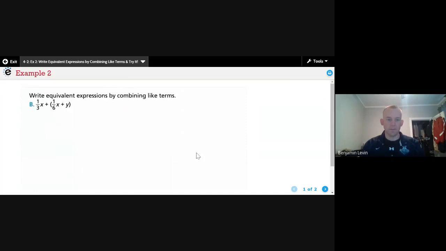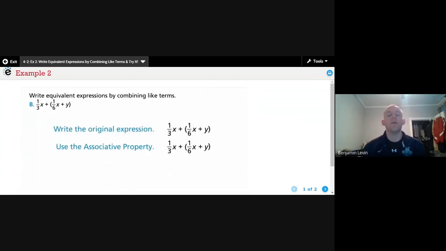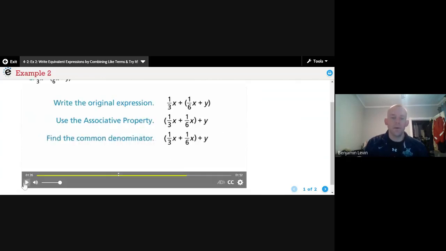Equivalent expression for part B. 1/3 x plus the quantity 1/6 x plus y. Write the original expression. Next, use the associative property to change the order of the addition. Right. We know we have to combine these, 1/3 x and 1/6 x. They're like terms. So they put them next to each other.